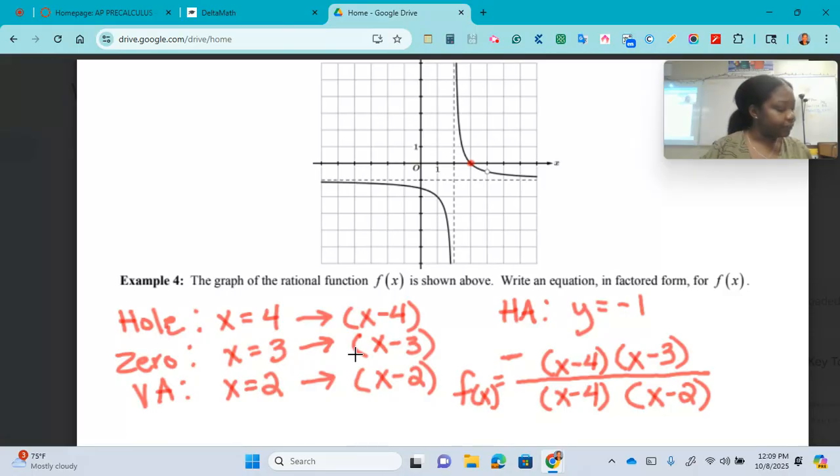Any questions? All right, everyone has this? Oh, okay. Okay. Now, everyone got this? Yes? All right, let's go ahead and look at that graph for the next one and see if we could think about what is the equation.